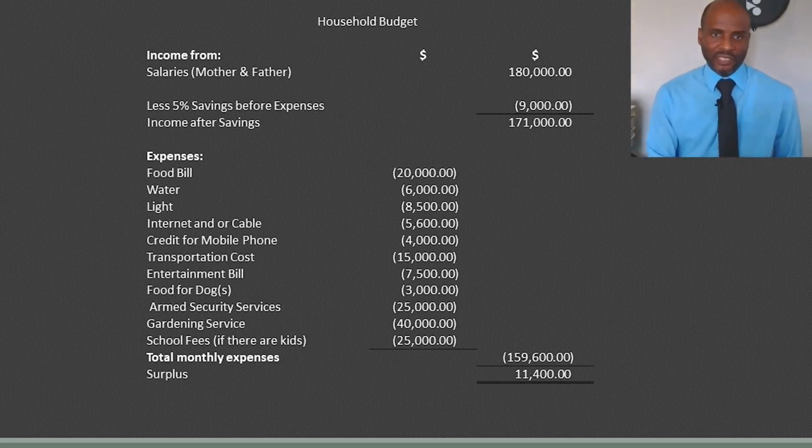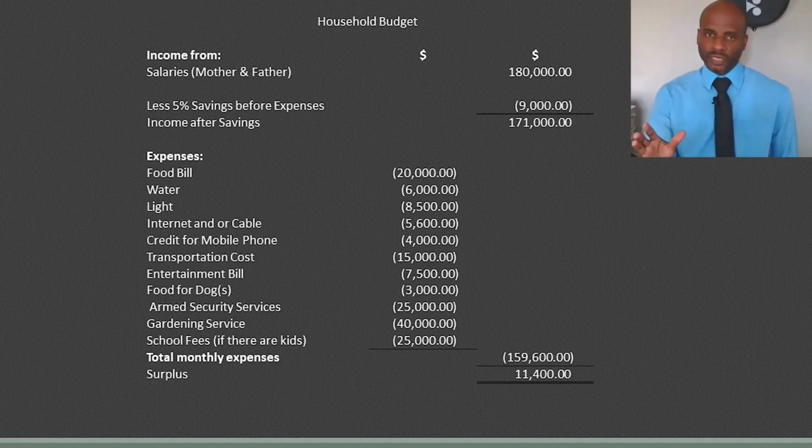armed security services, say $25,000 for that, the gardening services, right, the gardener that you pay, right, $40,000 for the month, and school fees for two kids, very young children possibly, $25,000. So in this hypothetical situation, right, the total expenses is $159,600, right, and income after savings $171,000. When you subtract expenses from the income, you're left with $11,400 for the family.